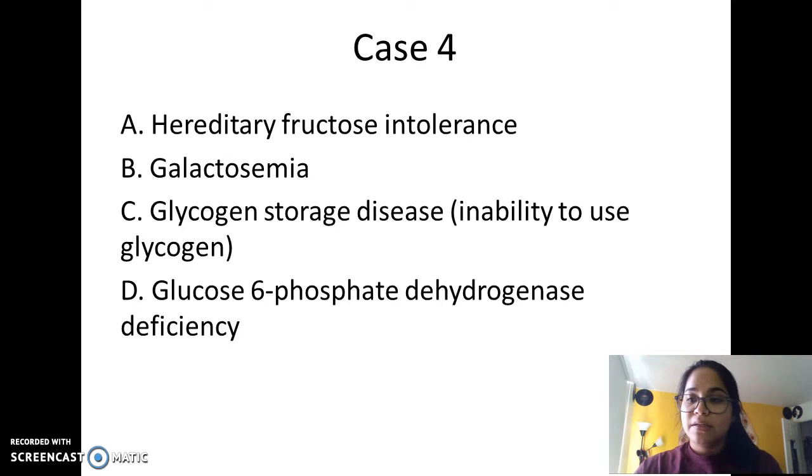A. Hereditary fructose intolerance. B. Galactosemia. C. Glycogen storage disease, or D. Glucose 6-phosphate dehydrogenase deficiency. When reading about this case, I first looked into all the symptoms that the 2-month-old female was experiencing.